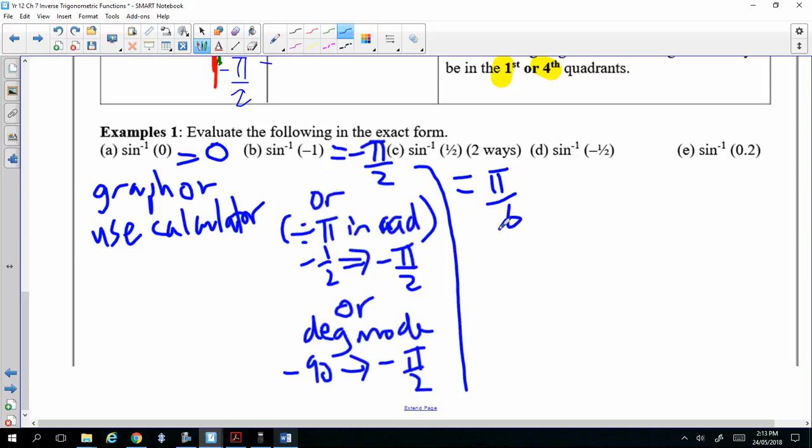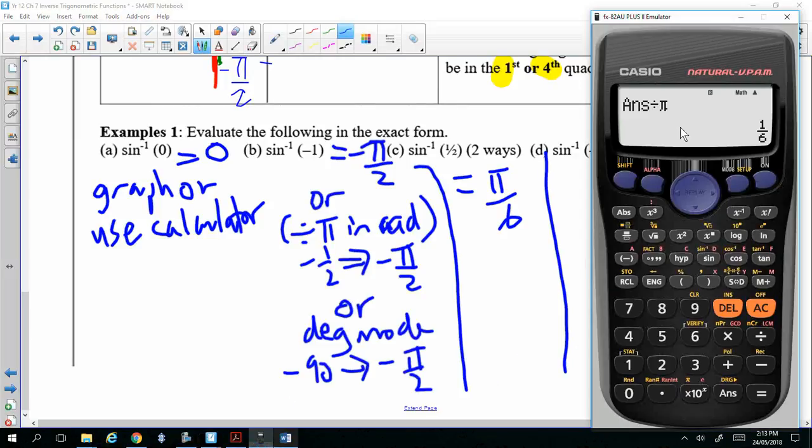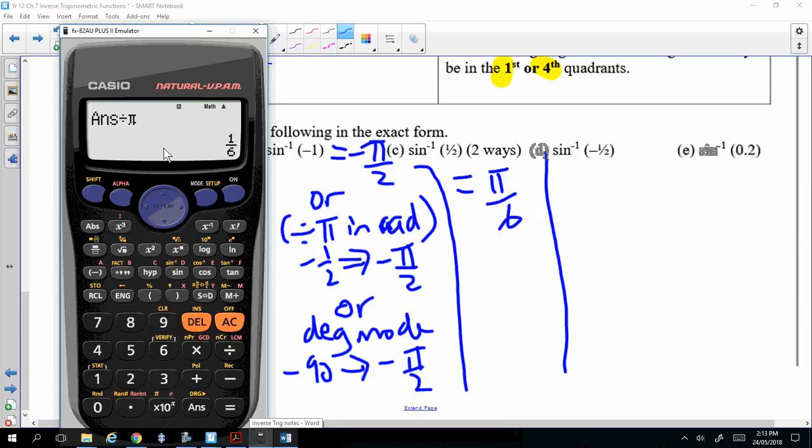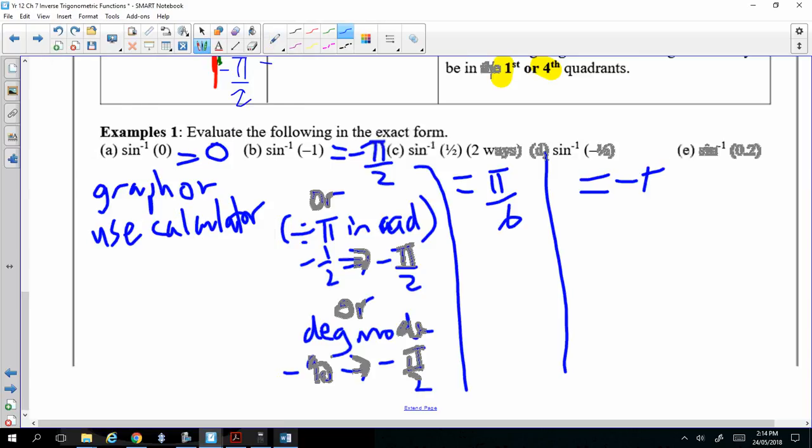Now, what if it's a negative ratio? The good thing is that your calculator already has the same range as the inverse sine function, so you don't have to do anything. Just press shift sine, negative half, negative 0.5. It will give you the correct answer in the correct quadrant. Divide by pi, press equal, and you get negative pi over 6. So your calculator's sine inverse is actually the inverse sine function. If it's negative, it gives you the angle in the fourth quadrant automatically.